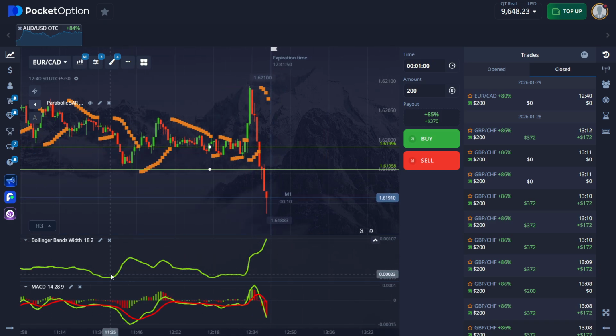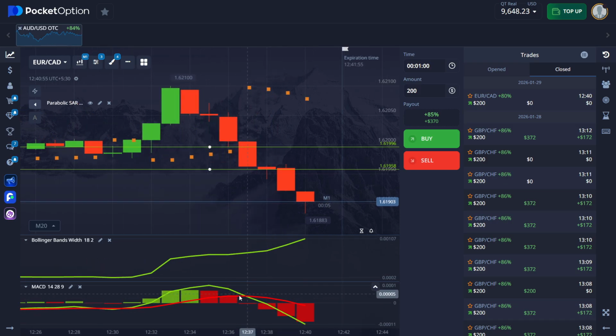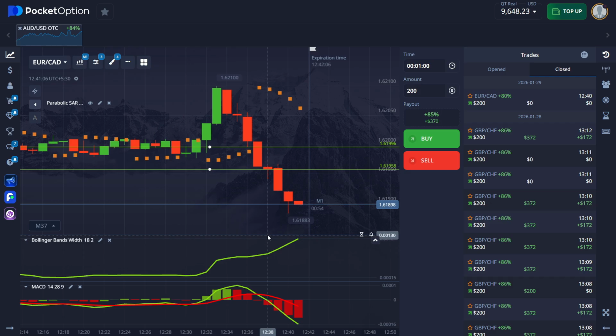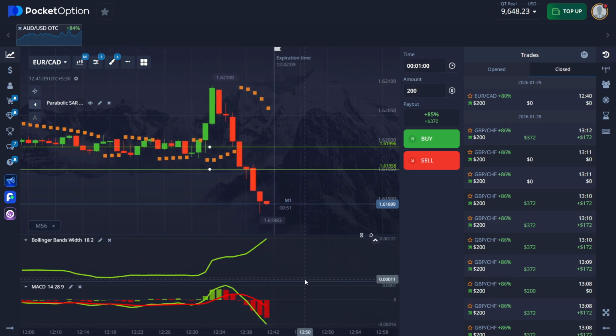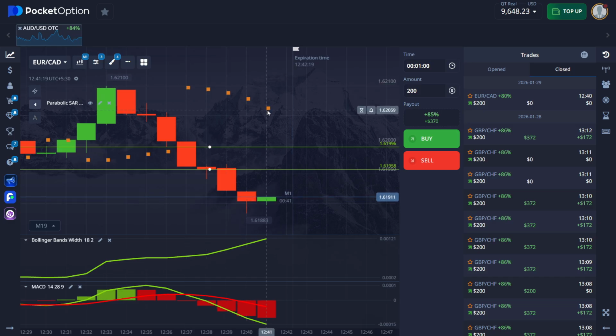The Bollinger Band is clearly showing the trend is going in the up direction, and the intersection between the green line and the red line in the MACD indicator is also showing that the price of this Euro CAD is corrected, and right now it is going to keep pushing itself towards the downward direction. So is the Parabolic SAR. The Parabolic SAR is showing the dots at the upper candle, and we are waiting for the right moment to take a trade.